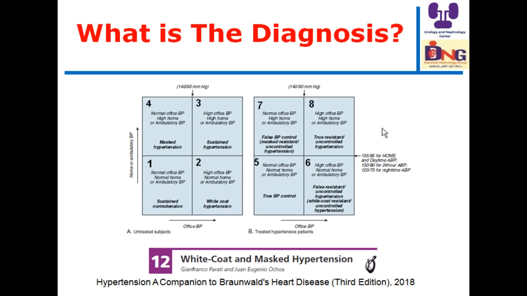Again, we are using 135/85 for home and daytime ambulatory blood pressure monitoring, 130/80 for 24-hour ambulatory blood pressure monitoring, or 120/70 for nighttime ambulatory blood pressure to say this is normal or controlled blood pressure.